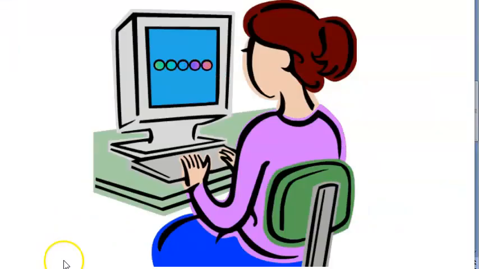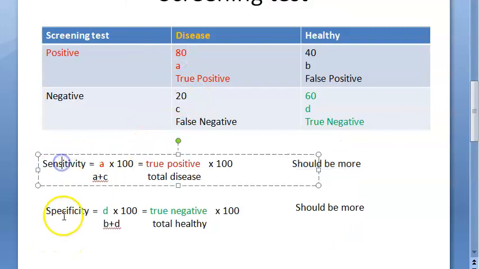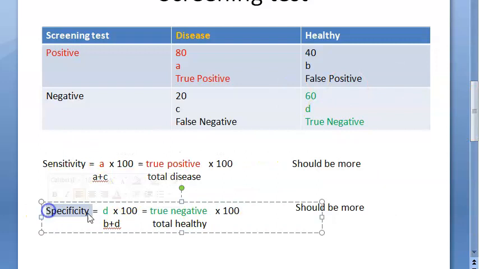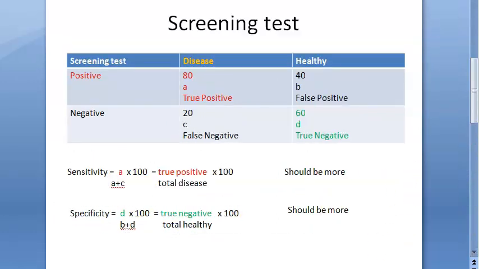Nice that you understood sensitivity and specificity, guys. Sensitivity is about true positives, specificity is about true negatives. You want both of these values to be high in a screening test, isn't it?